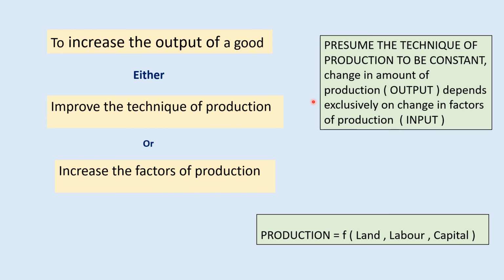Very simple. Now in economics we presume the technique of production to be constant, so we conclude that the change in the amount of output depends exclusively on the change in the factors of production, which is called the input, क्योंकि टेक्निक को तो हमने constant ही ले लिया. So production is a function of land, labor and capital. This will stand true in all the laws we will be studying. We come to the conclusion of the article.